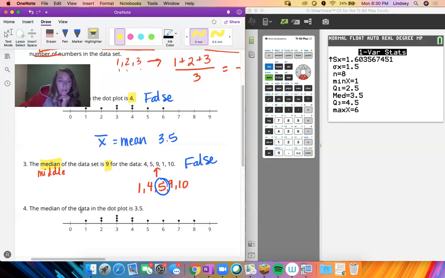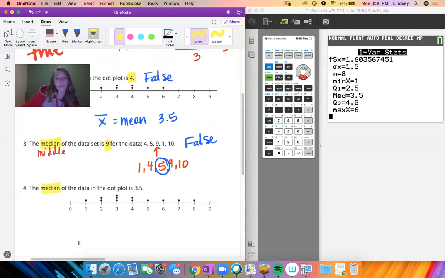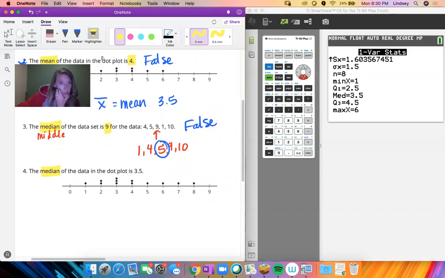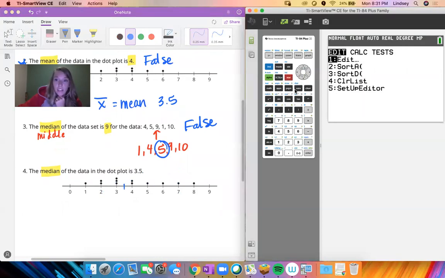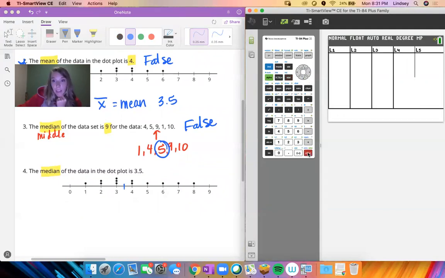Okay, last one, the median of the data of the dot plot is 3.5, okay? So a lot of y'all may look at this dot plot and say, okay, well 3.5 is right there and there's no dots there, okay? But there's 1, 2, 3, 4, 5, 6, 7, 8, 9, 10, 11, 12. There's 12 pieces of data in this. So there's not going to actually be a number in the middle spot when there's an even amount. So this is one that, just to be safe, I would have typed into my calculator.